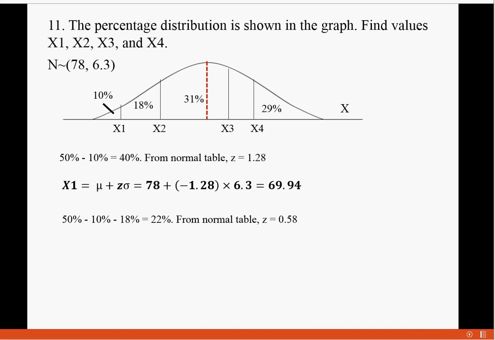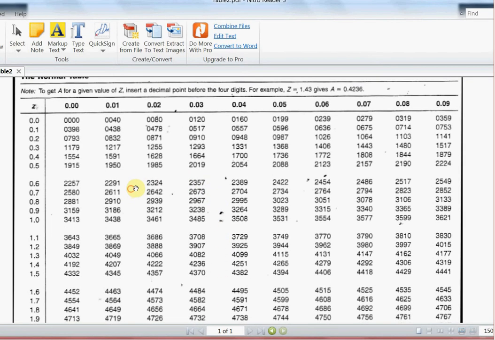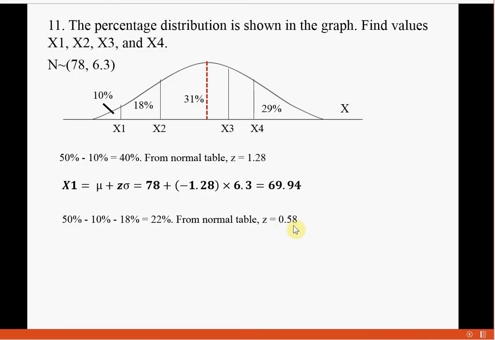Again, we'll pretend that we don't know the answer yet. Let's go to a normal table. We know that we have 22%. Now, find a percentage number closest to 22%. You have 21.90, 22.24. Let's use this one. It turns out that the corresponding z-score is 0.58. From the normal table, z-score 0.58. Now we bring this z-score into the calculation.